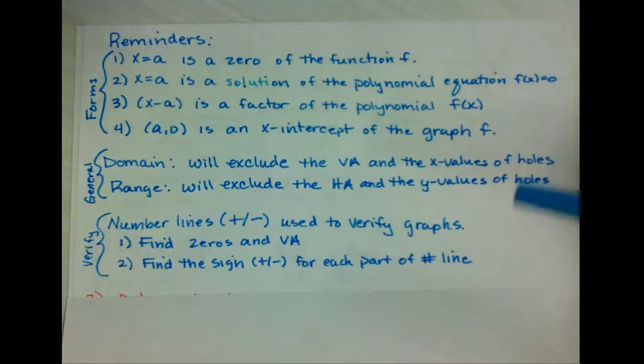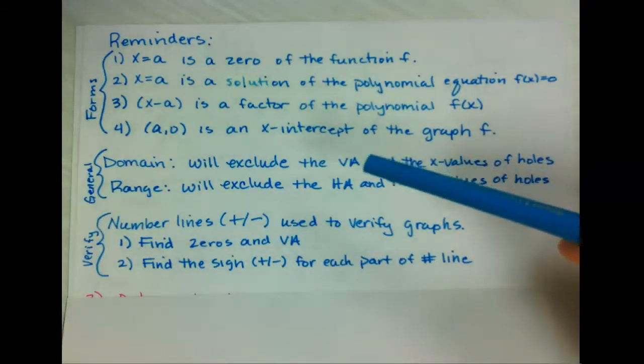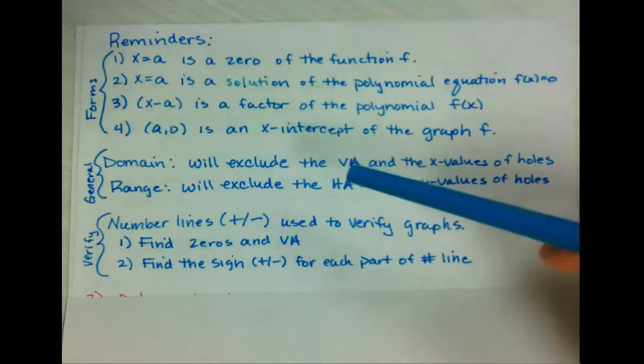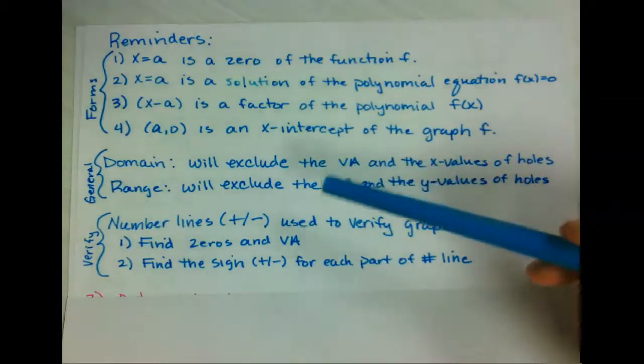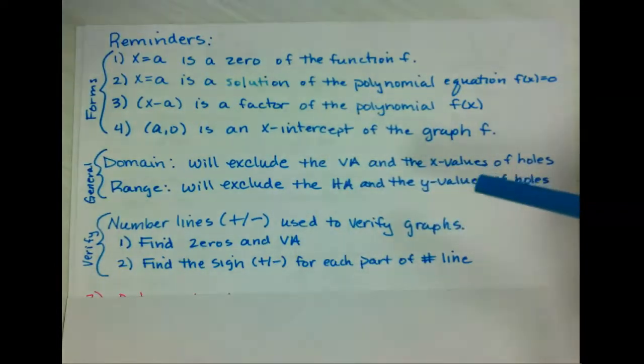If you're doing, generally speaking, the domain, remember you go left to right, so you're going to have to exclude the vertical asymptotes and the x values of the holes. And then the range goes bottom to top, so you're going to exclude the horizontal asymptotes and the y values of the holes. And then do be mindful about if there's a gap in the graph, because you don't know how to make those calculations yet. So you may just have to describe it. You may say something like, all real numbers, but y can't be the values between branches, something like that.